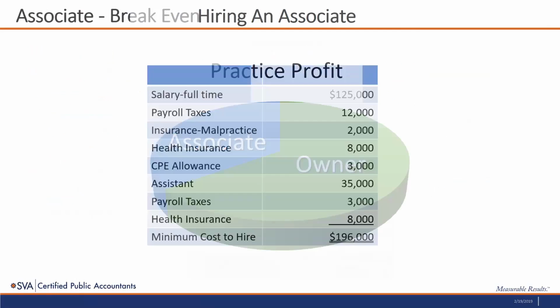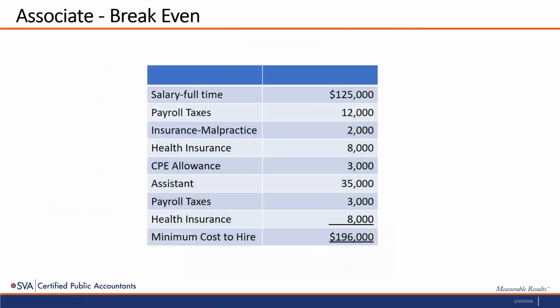As we talk about a new associate, if we're looking at them as an employee and bringing them in as an employee, and if this is a pretty new graduate, new hire coming in, from a break-even standpoint, if we're paying a $125,000 salary to that new full-time associate, and we look at all the other expenses we're going to bring into the practice with that, the payroll taxes and malpractice insurance and maybe health insurance for the new associate and a CPE allowance. Then we probably need to bring in at least one assistant and pay payroll taxes and health insurance for that new assistant. It adds up pretty quickly and can pretty easily get to be around a $200,000 price tag to bring in a new associate into a practice.